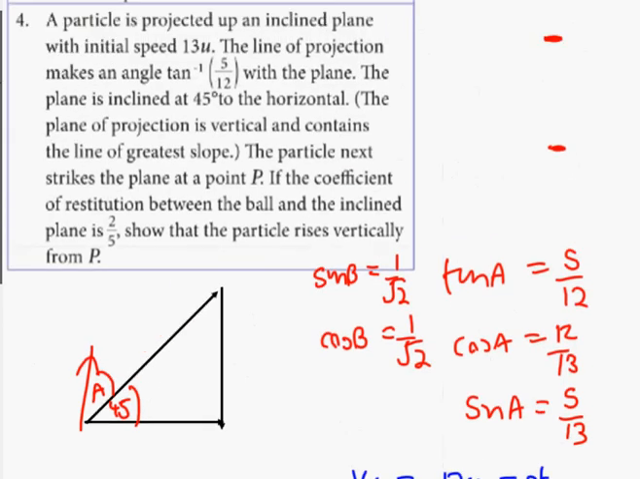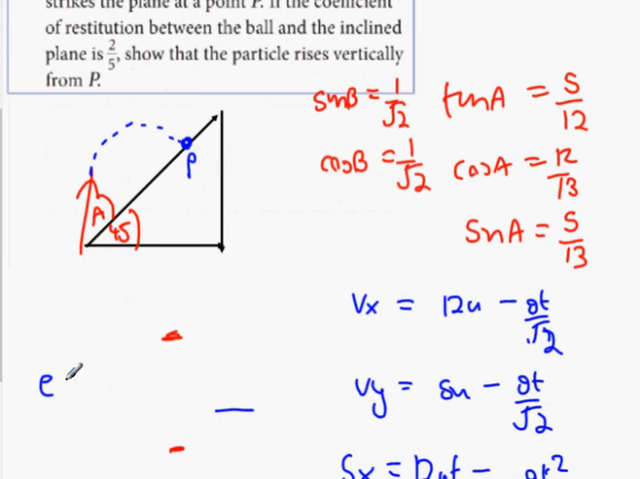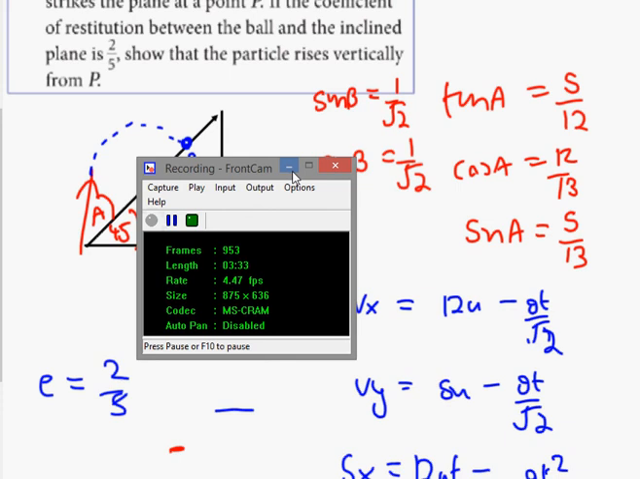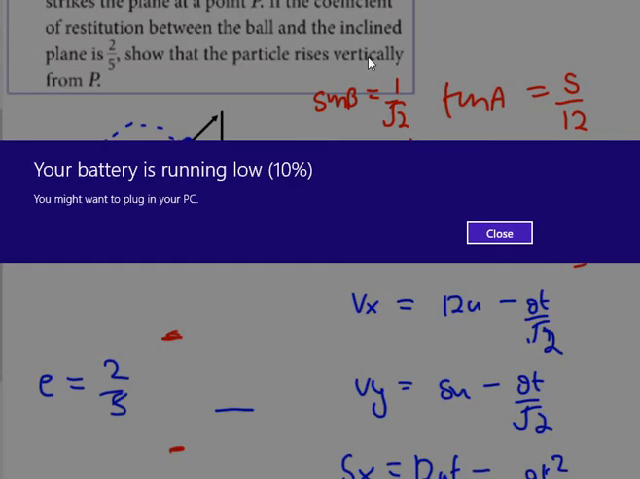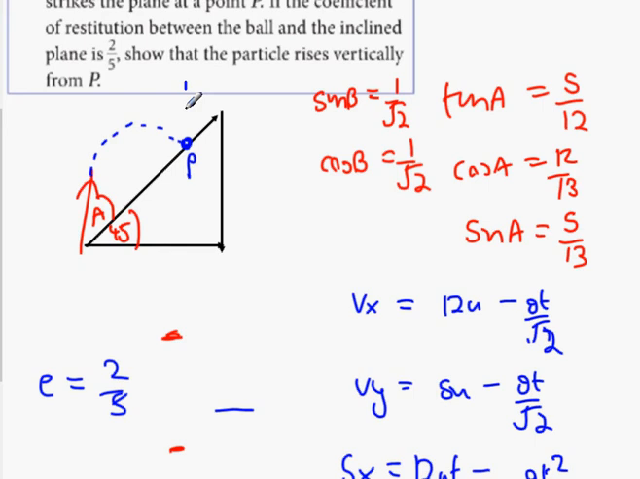So, the particle next strikes the plane at point P, which is up here. If the coefficient of restitution between the ball and the plane is 2/5, show that the particle rises vertically from P. What does rises vertically mean? They'd have to specify rises vertically to the angle of the inclined plane. Rises vertically after the second bounce will have to be straight up like that.